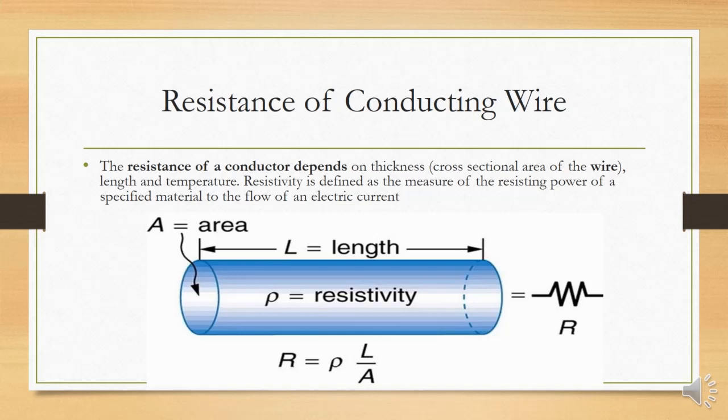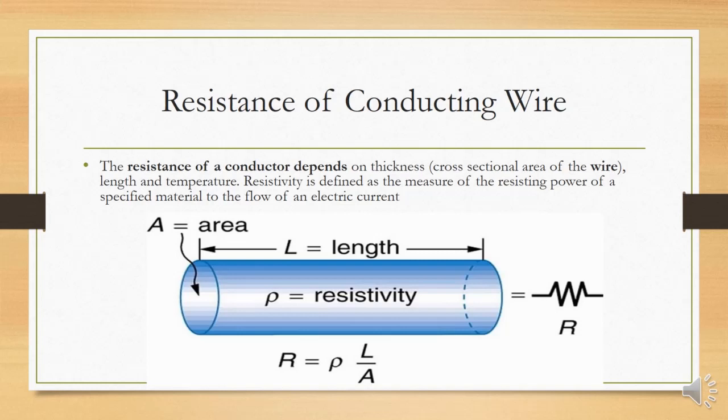So the length of the wire, if it is greater, the resistance will be large, and if the cross sectional area is greater, then the resistance will be small. So the resistance is directly proportional to the length, and inversely proportional to the cross sectional area. When we formulate the equation, R, the resistance, is equal to resistivity into length over area.